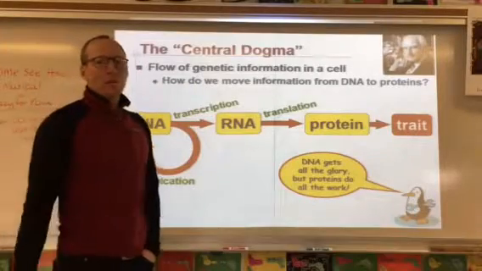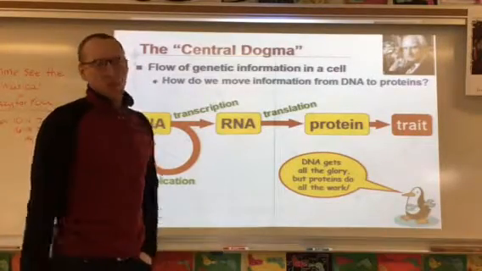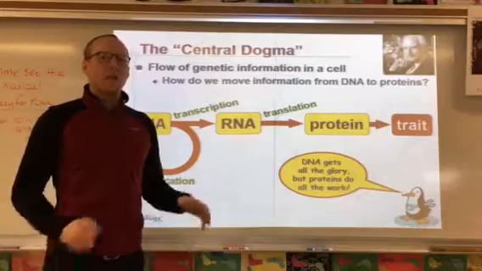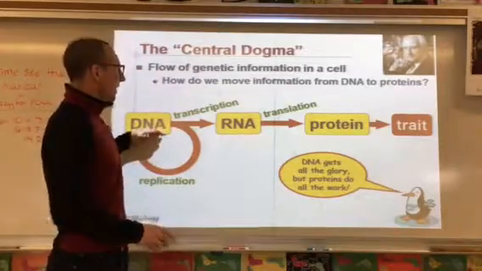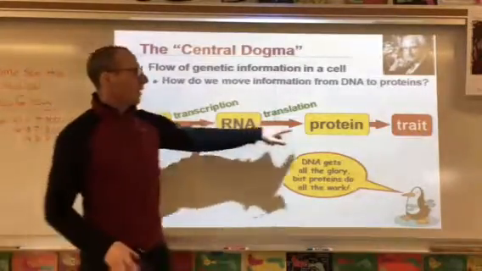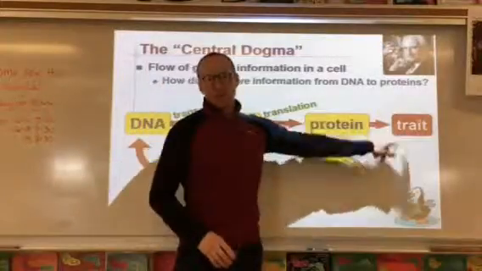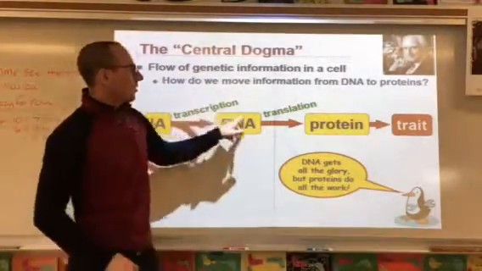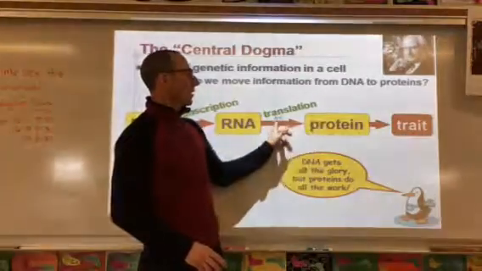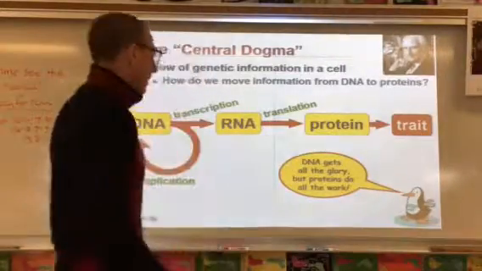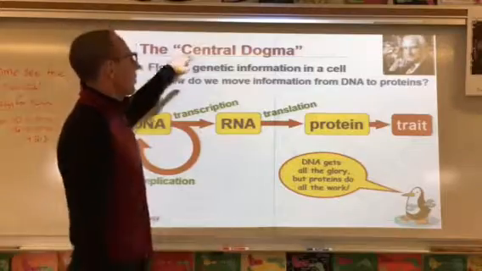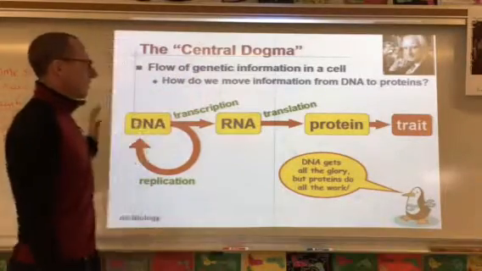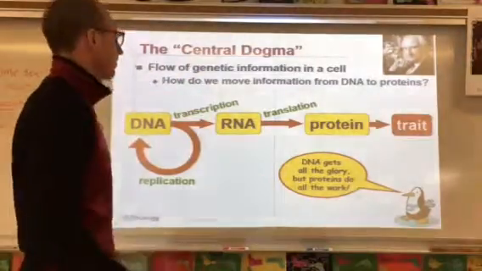So far in this chapter, we've talked about gene expression, where we take a gene and we go from DNA to RNA to a protein to a trait. Going from DNA to RNA, that's called transcription. Going from RNA to protein, that's translation. The central dogma of this is this process.